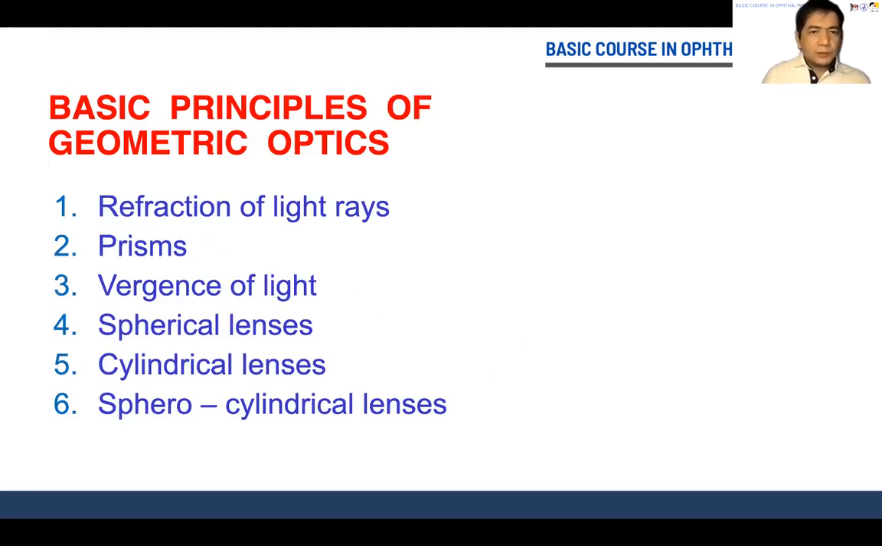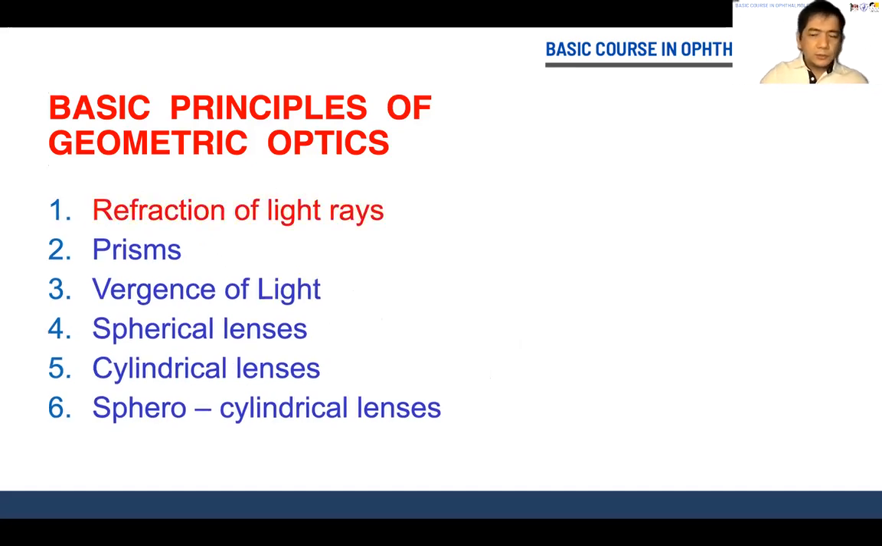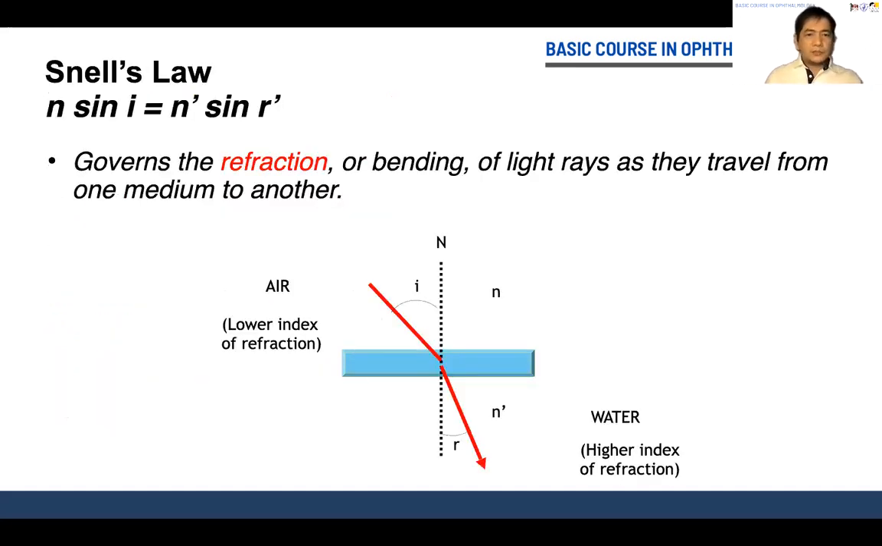So there are basic principles of geometric optics, and these are the following: refraction of light rays, prism, divergence of light, spherical lenses, cylindrical lenses, and spherocylindrical lenses. We will discuss these individually. So let's talk about refraction of light rays.